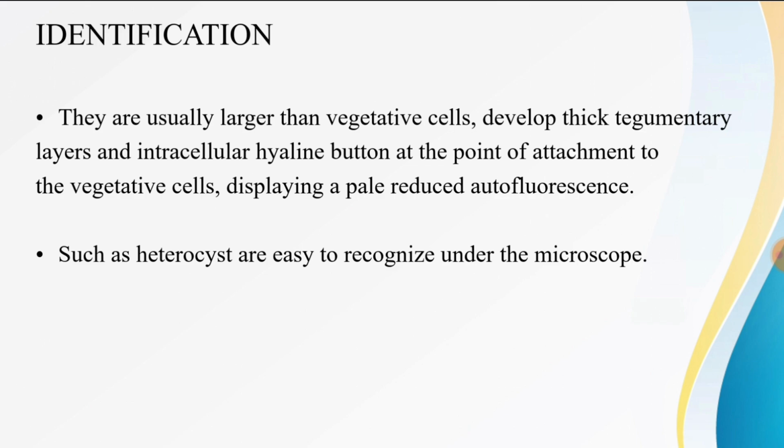Identification. They are usually larger than vegetative cells, develop thick envelope layers and an intracellular hyaline button at the point of attachment to the vegetative cell, displaying a pale, reduced autofluorescence. Thus heterocysts are easy to recognize under the microscope.